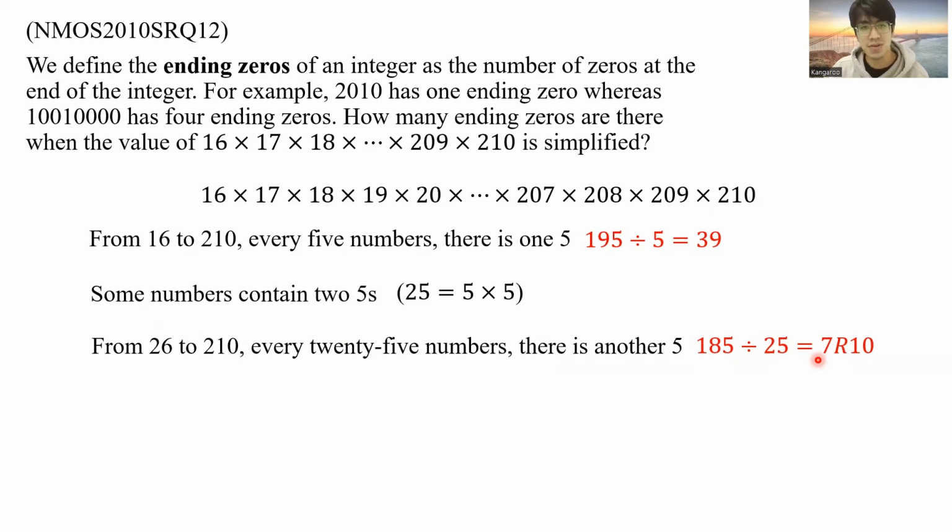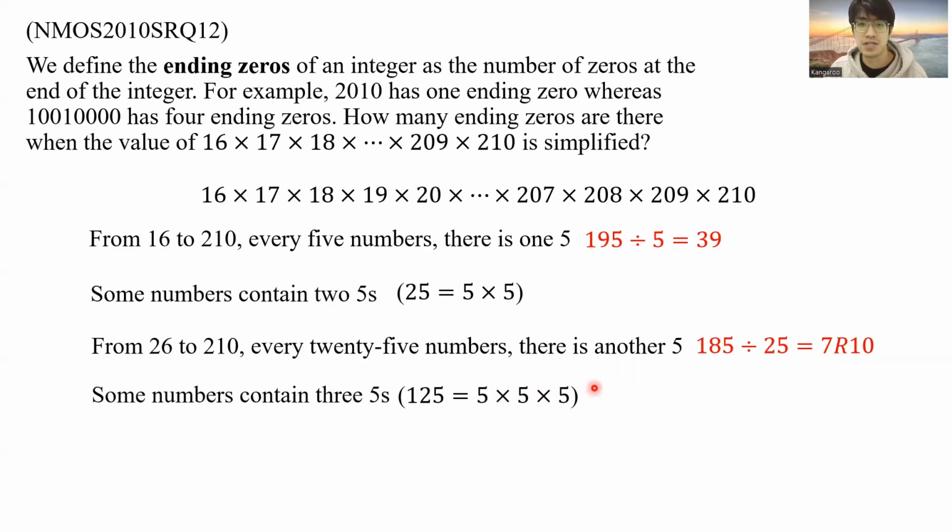Now, here's the question. Can a number contain three 5s? The answer is yes. We have the number 125, which consists of three 5s multiplied together. So how many such numbers exist in this product? The answer is just 1, the number 125, somewhere in the middle.